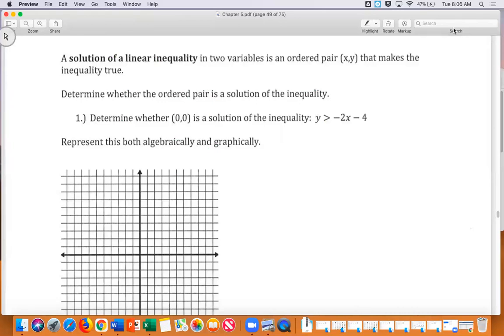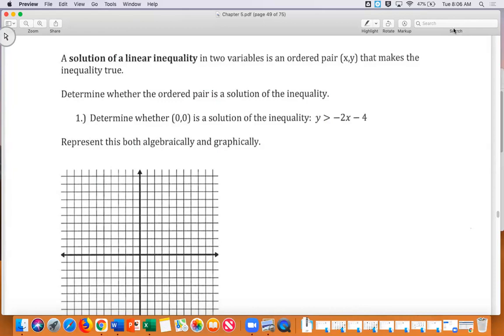Okay. The solution of a linear inequality in two variables is an ordered pair that makes the inequality true. So there's going to be a lot of solutions, okay? There's going to be a ton. And that's why we shade. Does that make sense to you? So any point in that shaded region is a solution.